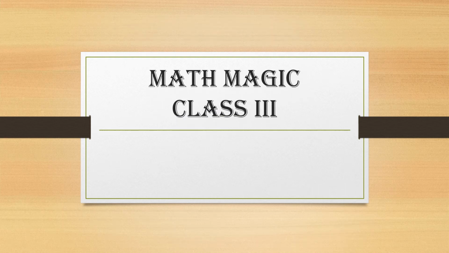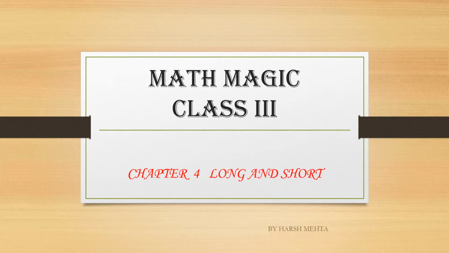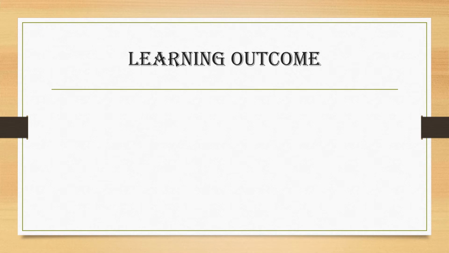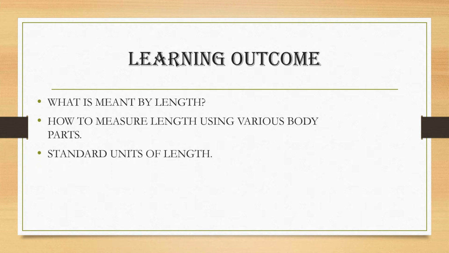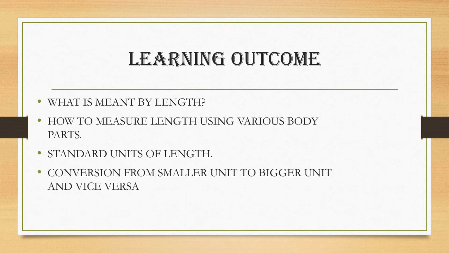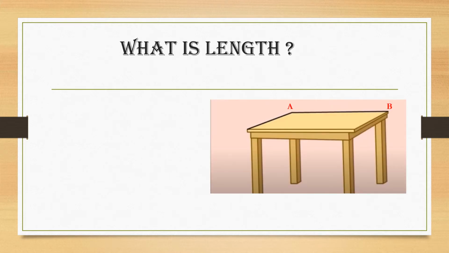Today we will start Unit 3, Chapter 4, Long and Short of Math Magic. In this chapter we will study about the length of the objects. So the learning outcomes of this chapter are: what is meant by length, how to measure length using various body parts, standard units of length, and conversion from smaller unit to bigger unit and vice versa.